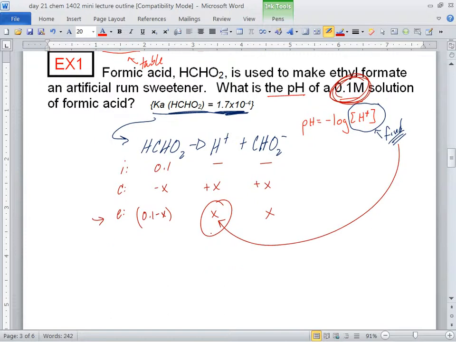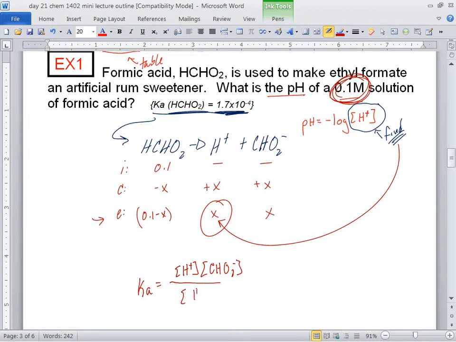Okay. So odds are we'll probably set up what next? Ka expression. X over 0.1 minus... Whoa, whoa, whoa, we're going way too fast. Ka is 1.7 times 10 to the negative 4. Let's just write the expression. Since this is our first time, let's not skip anything. Our Ka is going to be what expression? H plus concentration times CHO2 minus concentration over HCHO2 concentration.